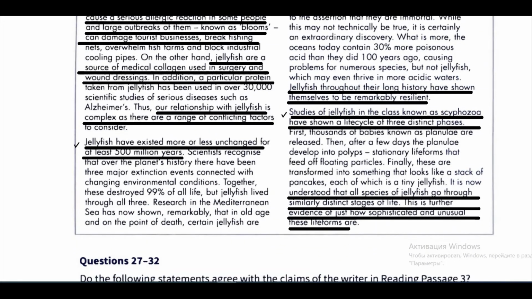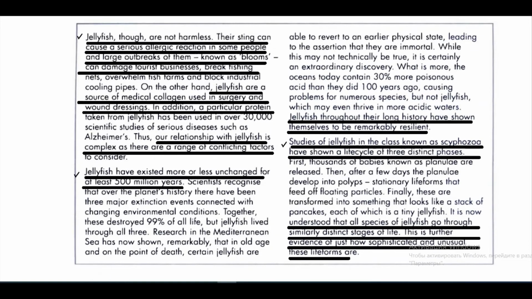Jellyfish are also a source of medical collagen used in surgery and wound dressings. In addition, a particular protein taken from jellyfish has been used in over 30,000 scientific studies of serious diseases such as Alzheimer's. Our relationship with jellyfish is complex as there are a range of conflicting factors to consider.